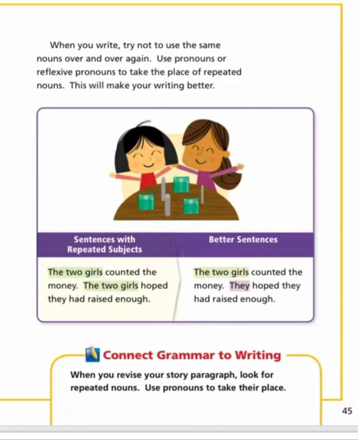Sentence with repeated subjects: The two girls counted the money. The two girls hoped they had raised enough. Better sentences: The two girls counted the money. They hoped they had raised enough. Connect grammar to writing. When you revise your story paragraph, look for repeated nouns. Use pronouns to take their place.